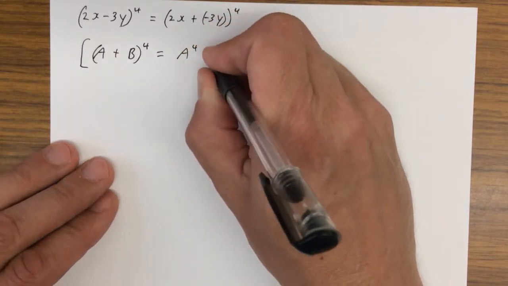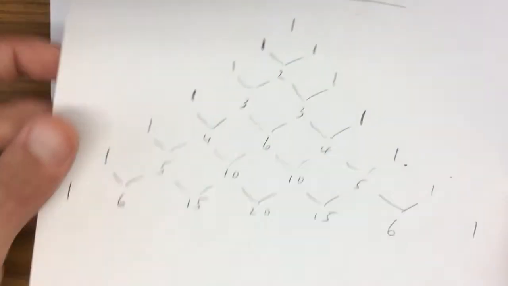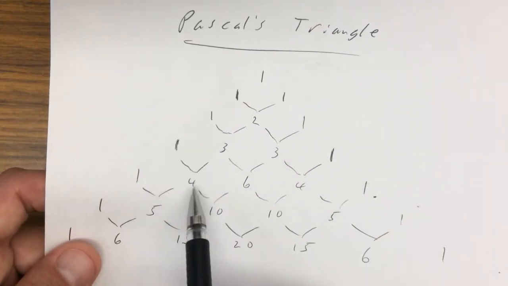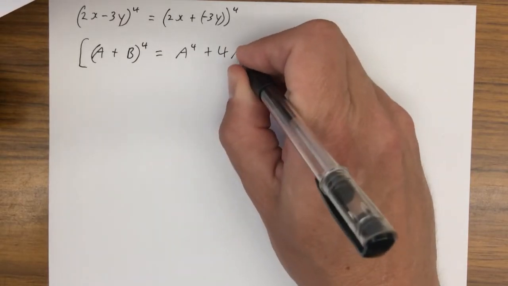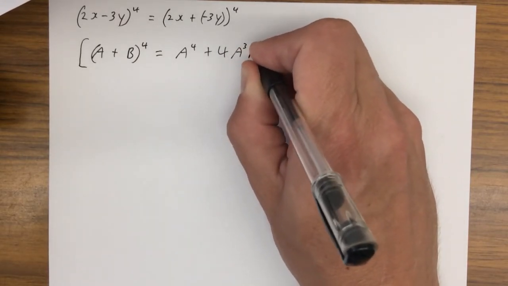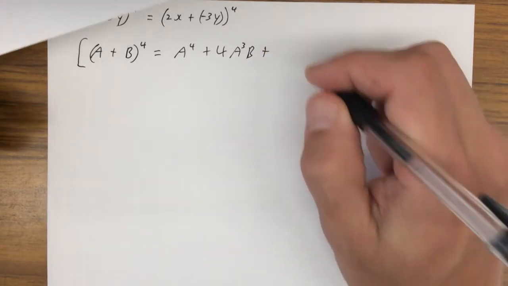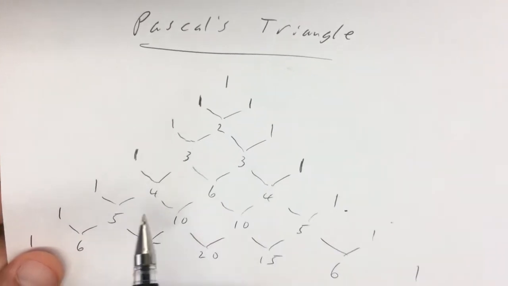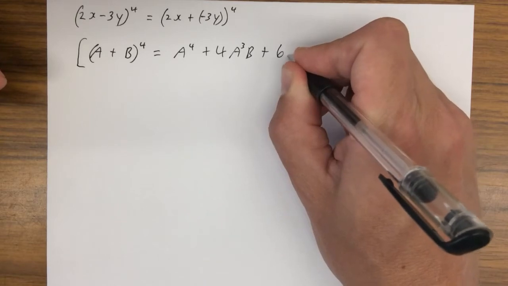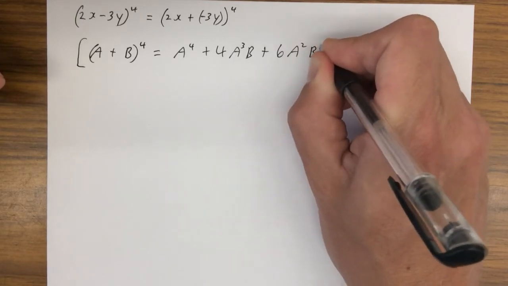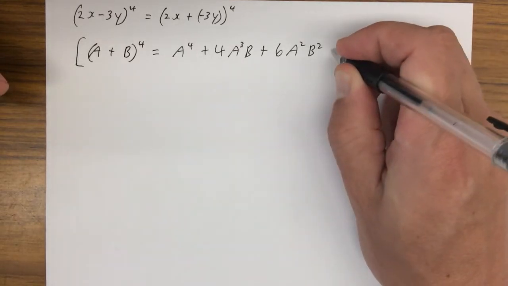Okay, then we're going to do plus, and the coefficient of the next term. So Pascal's triangle here, the fifth row, the coefficient is going to be 4. So I put a 4, and then I put a cubed b. So the exponent of a goes down by 1, and then plus the next one in that fifth row is going to be a 6. So 6. Then it's going to be a squared, b squared. So the exponent of a keeps going down, b keeps going up.